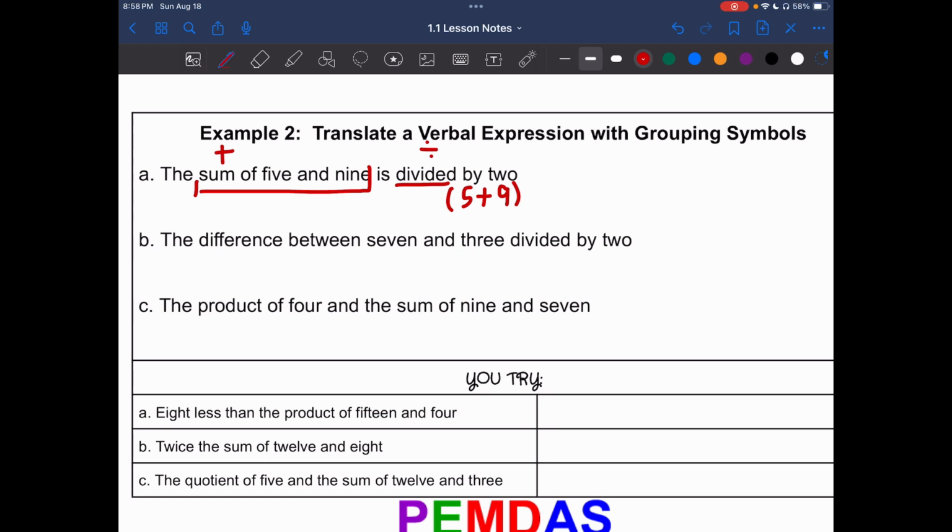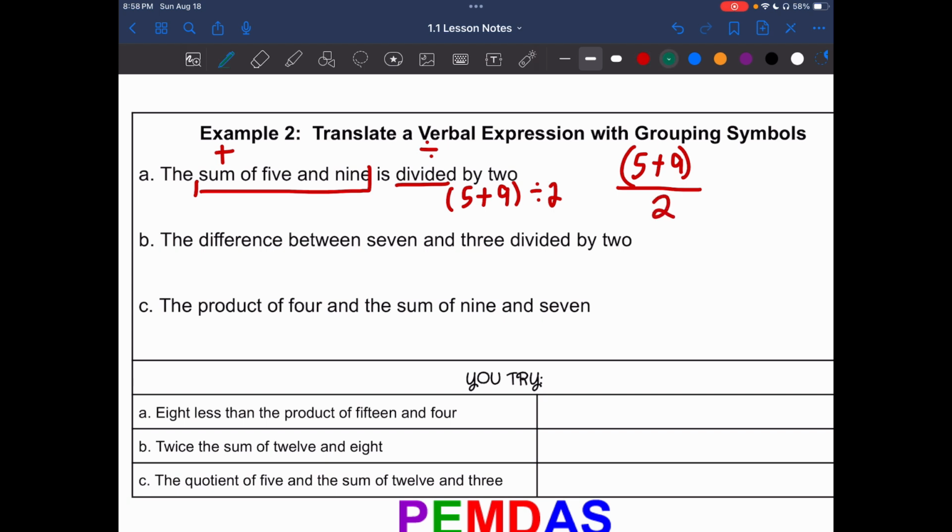So there's 2 ways we could write this. We could write 5 plus 9, and then a division symbol and 2. But the way I would rather you write it here would be using a fraction. So we have 5 plus 9, because that's one distinct thing that we're working with, divided by 2.